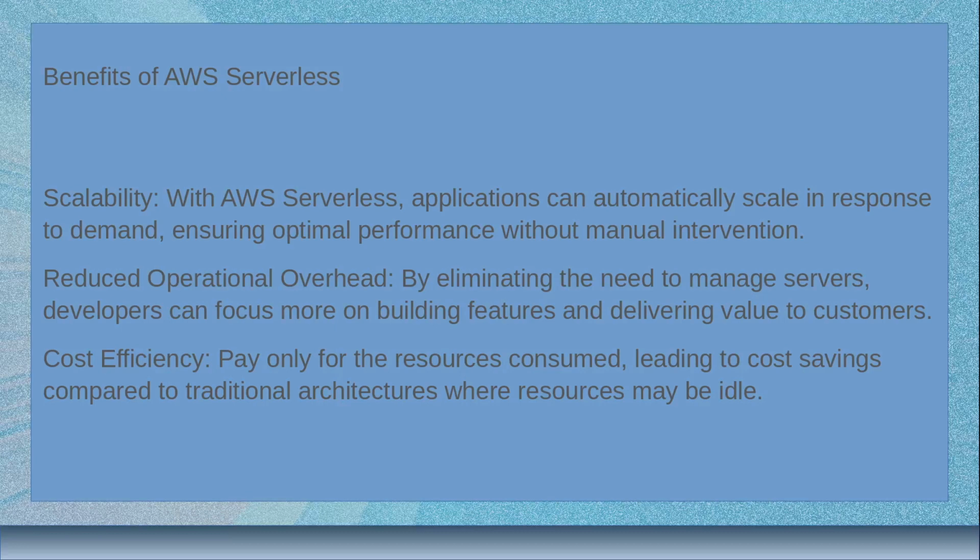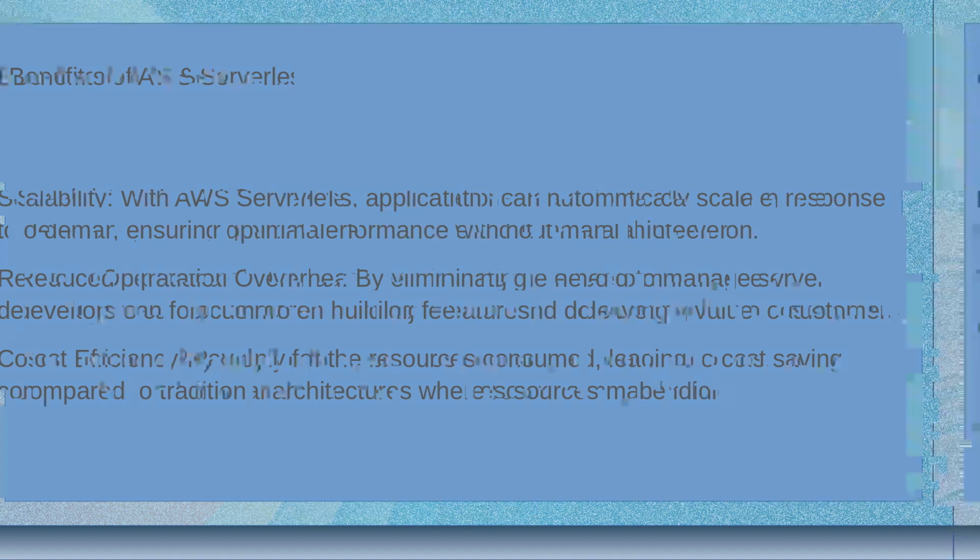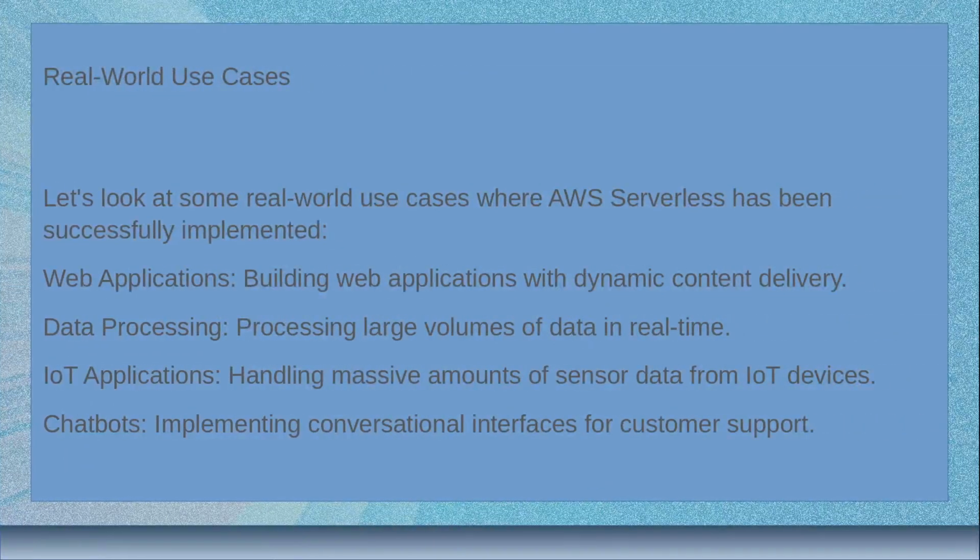The main advantage of AWS serverless is that it is highly scalable and applications can scale automatically in response to the demand, ensuring perfect performance without manual intervention. Note that this is cost efficient because you pay only for the resources consumed, whereas in a traditional architecture, you have to pre-provision and pay for even idle resources. These are a few real-world examples or use cases: web applications, big data processing, Internet of Things or IoT, interactive but non-human chatbots for customer support or similar activities.